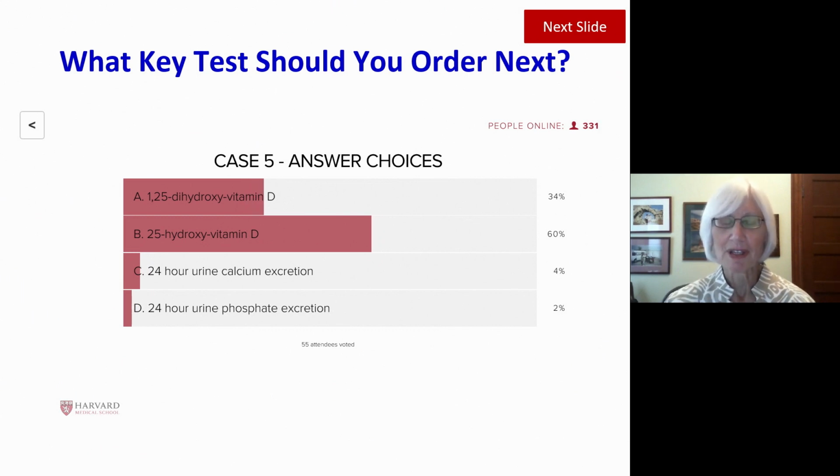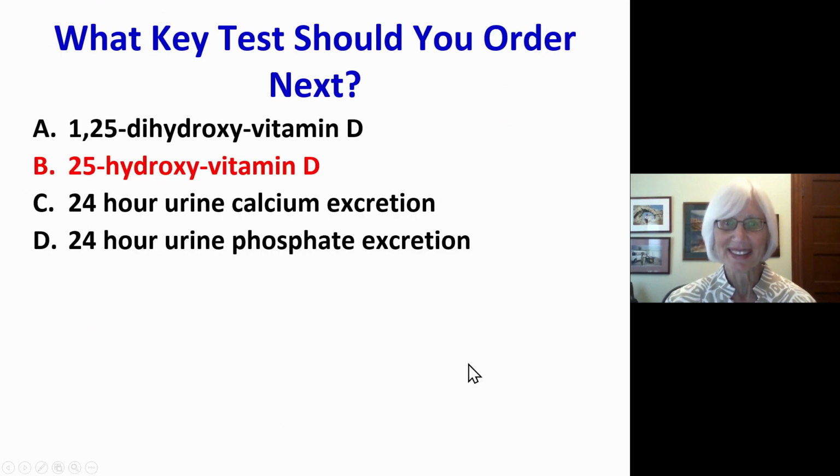A little tougher one. Looks like the two vitamin Ds are duking it out here. Okay, for the sake of time, I'm going to stop now. And it looks like it's really neck and neck, hard to say.